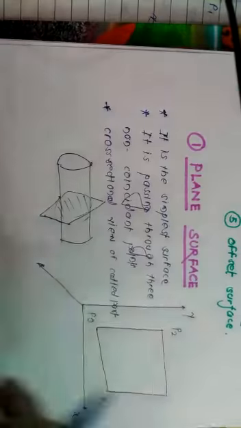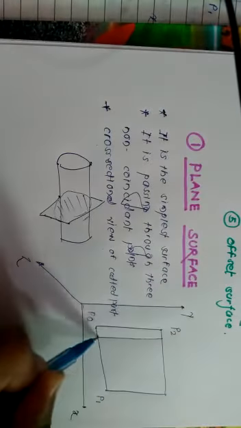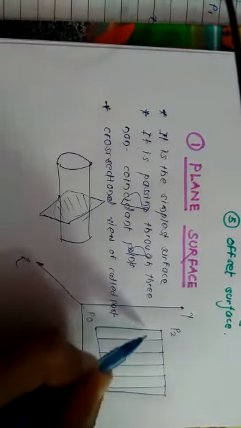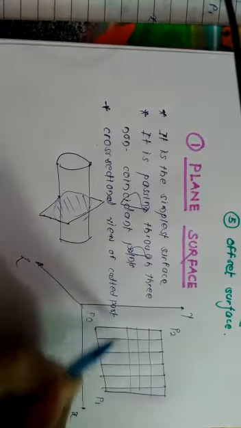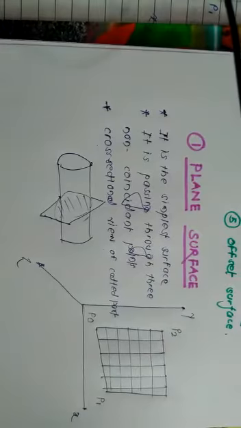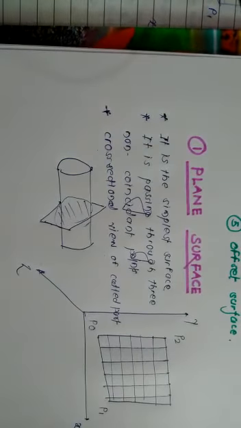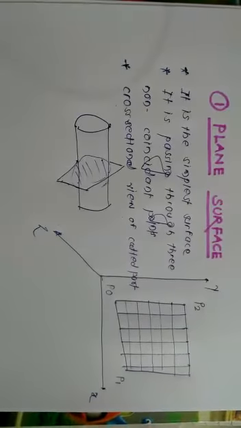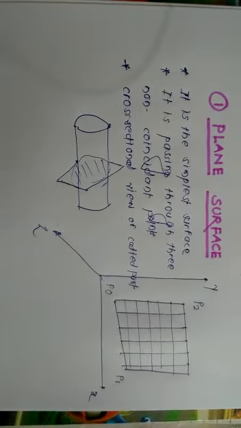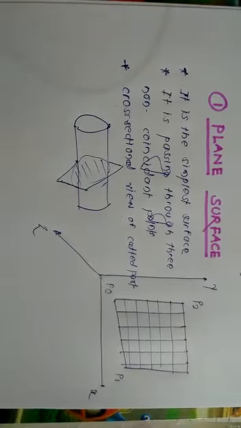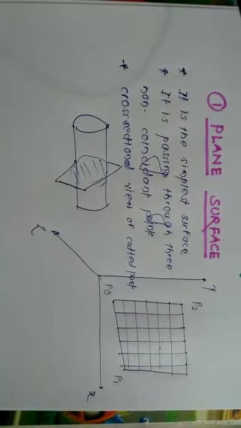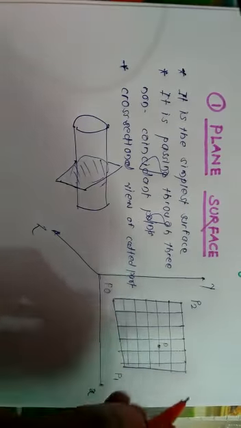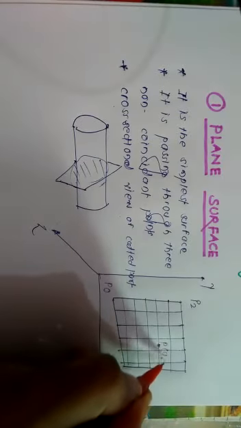So this is the x-axis, y-axis and z-axis. This is the surface. We have to find the parametric equation of the plane surface. Parametric equation means finding the coordinates of a point on the surface. Let point P be any point on the surface, with coordinates u and v.